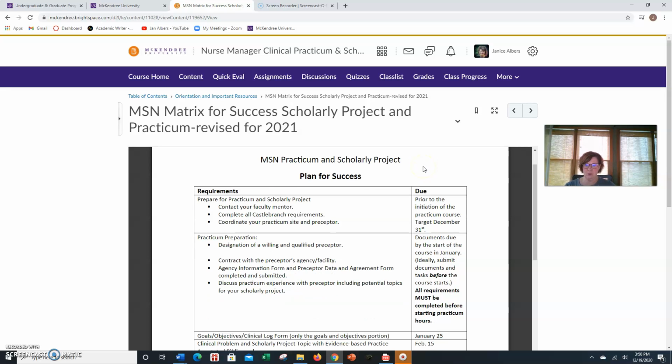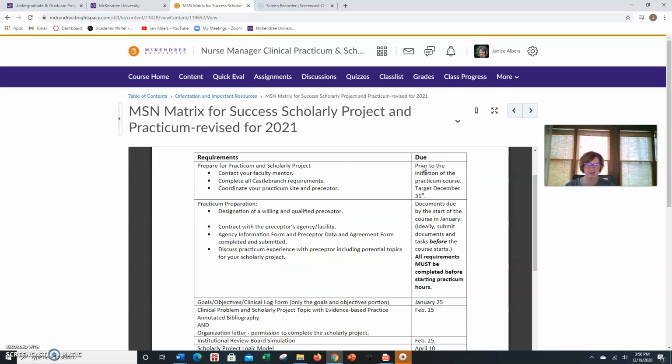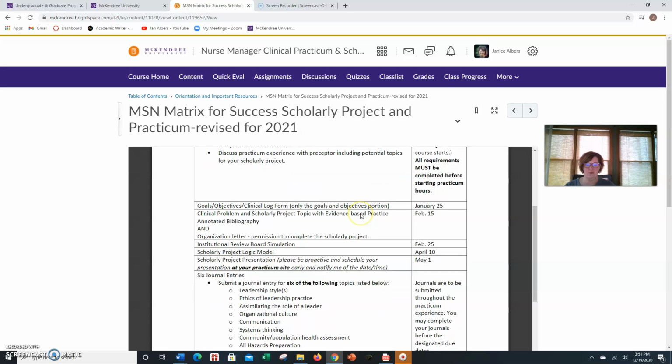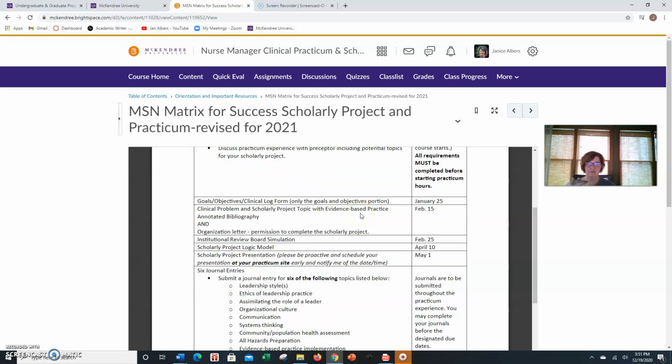So with the plan for success, of course, there's some work that we need to do before the course. They should really have their Castle Branch done. They should have their preceptor identified and their practicum place, wherever their preceptor may happen to be. And most of these students will actually be doing their final practicums in their own workplace. And again, this facilitates the process of doing that scholarly project in that practicum location. And the whole focus is, again, elevating the outcomes, elevating their practice, elevating their experiences.